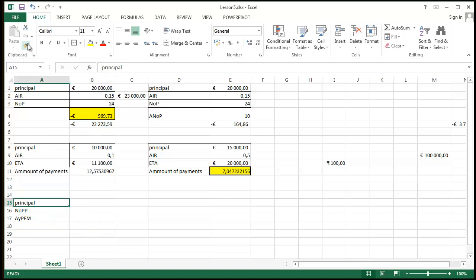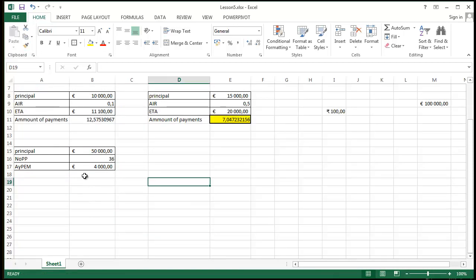Okay, let's just format this part. Great, and the principal, let's set it to 50,000 euro. The number of payment periods to 36, and amount you will pay each month, let's say 4,000 euro. Let's set this as euro, this is euro also. Okay, change the format, maybe this way faster. And over here, as we go through the rate function.